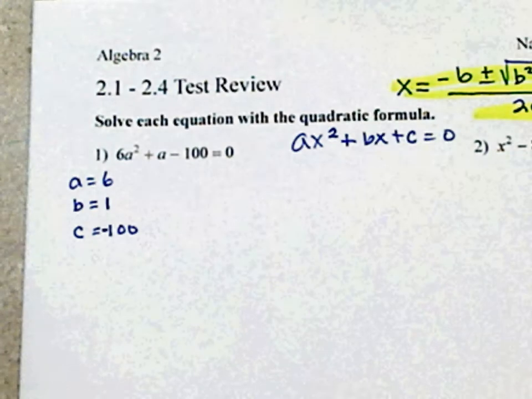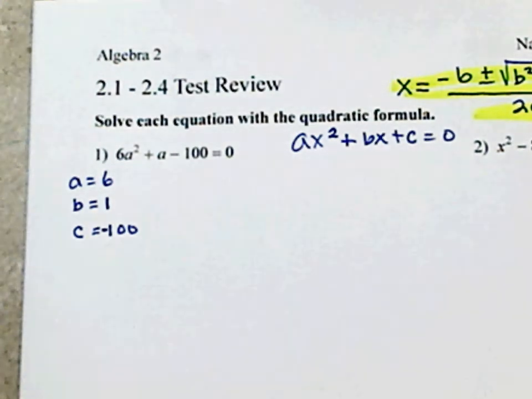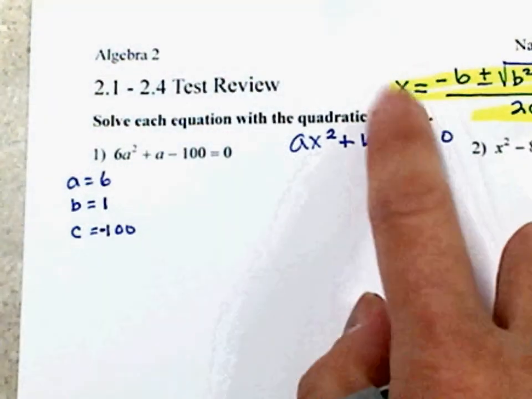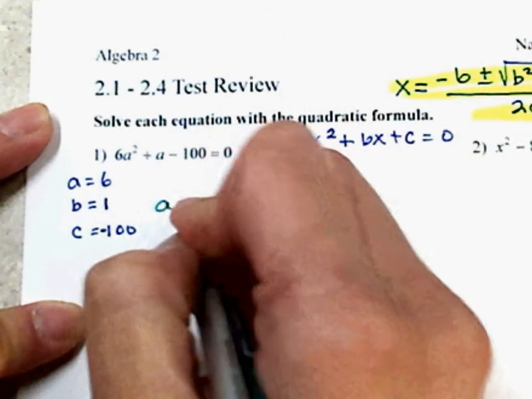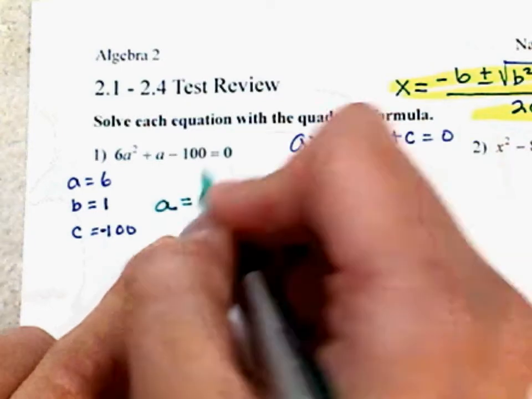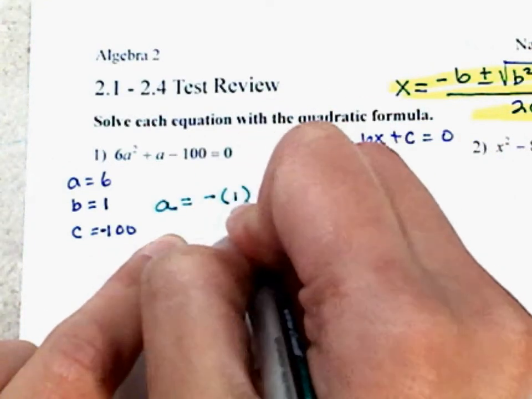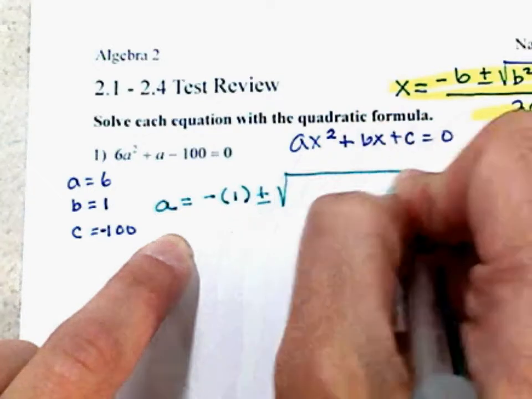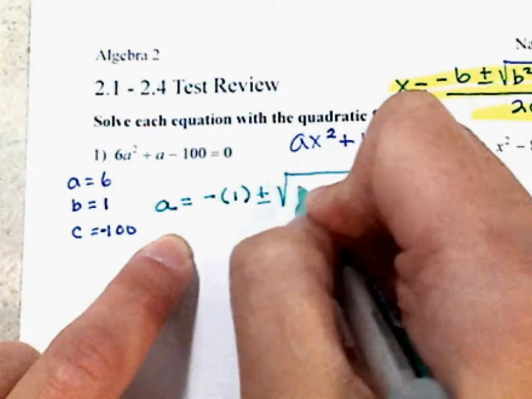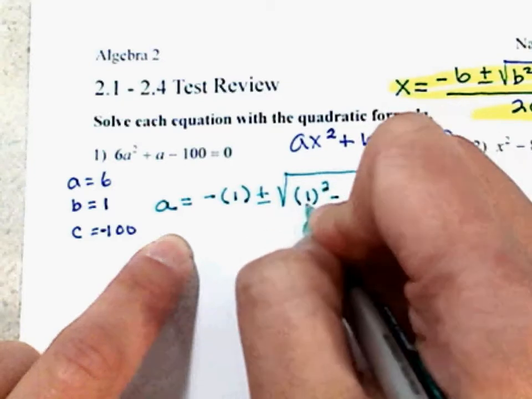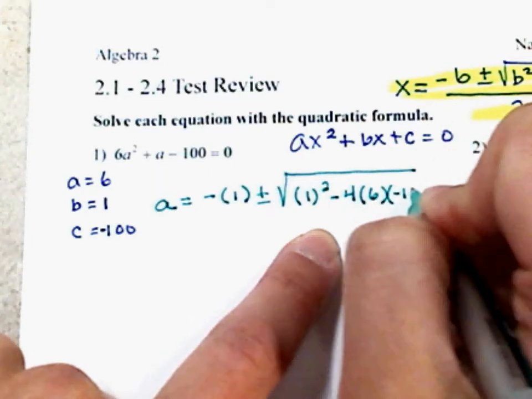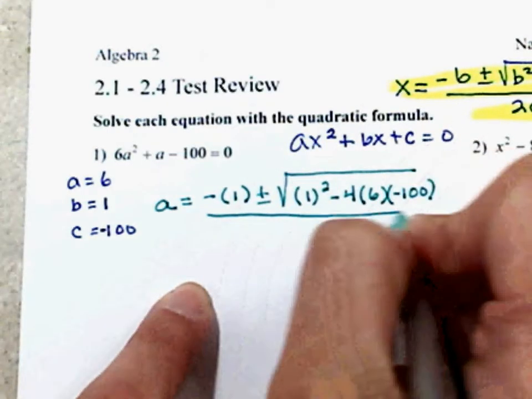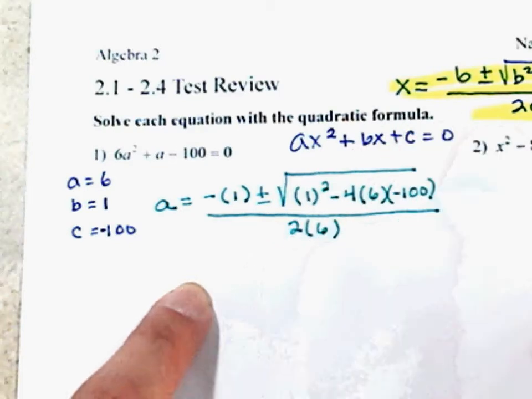Okay? Notice your A, your B, and your C. Then all you have to do is plug it into your quadratic formula that you have written at the top of your paper. So instead of x, I'm going to write a equals negative b, which is 1, plus or minus square root of your b squared minus your 4 times your a times your c, all of it over 2 times your a.